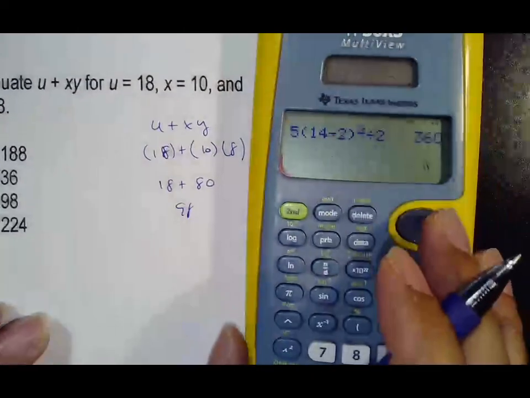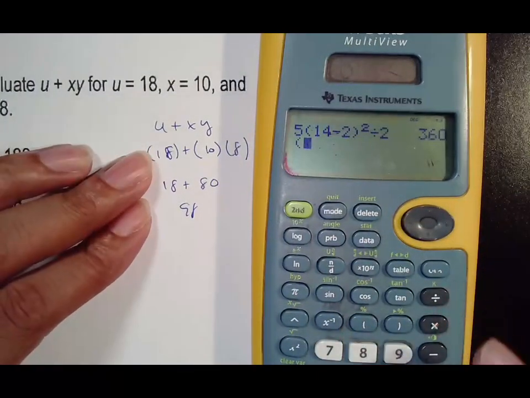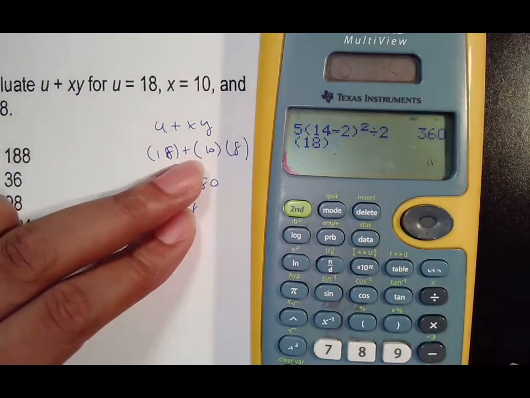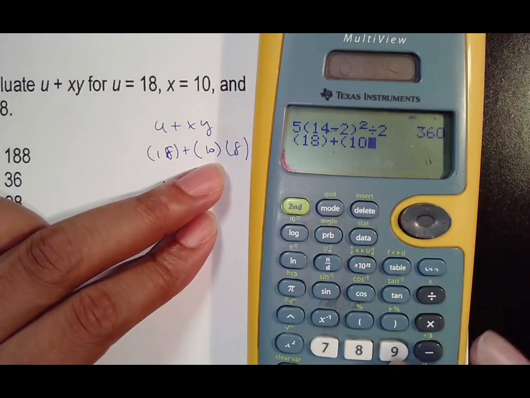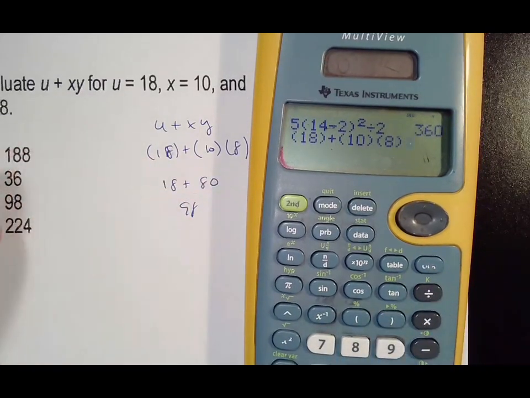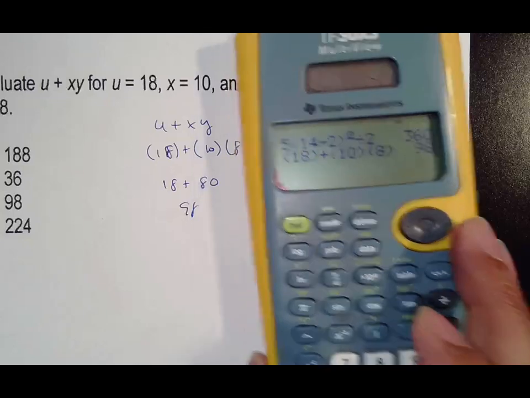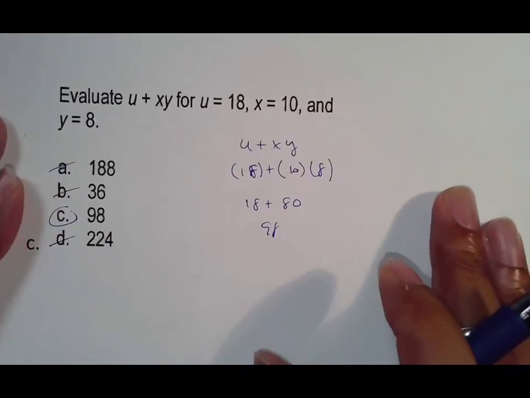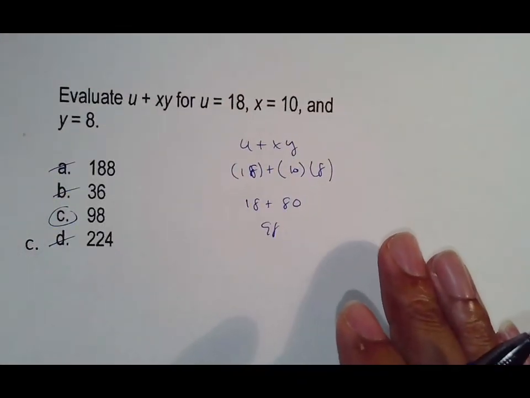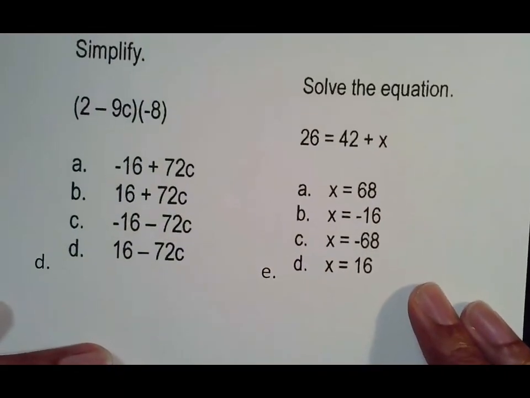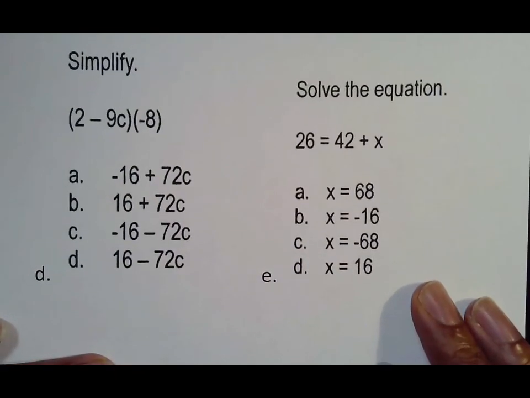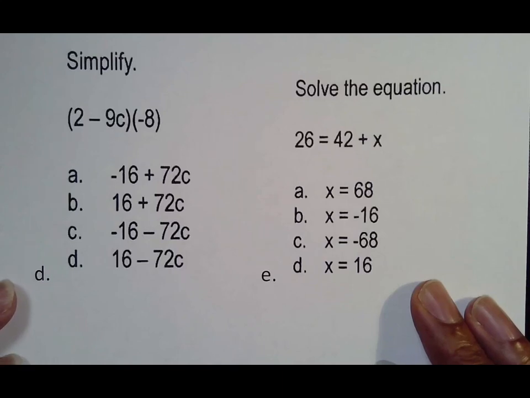Or as I said, you could do it this way, where you simply type it in, parentheses 18 plus parentheses 10, close, parentheses 8, close, and you still get your 98 regardless. So like I said, you now have more tools to handle those things, and really that's what it's all about. What we're trying to do is get you to where you are able to get to the answer in multiple ways.